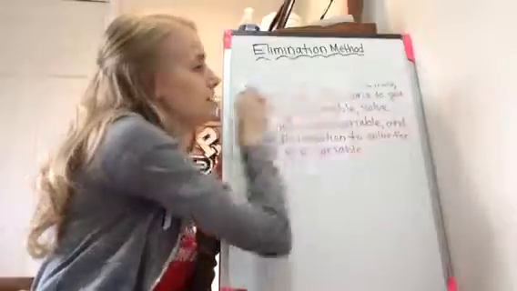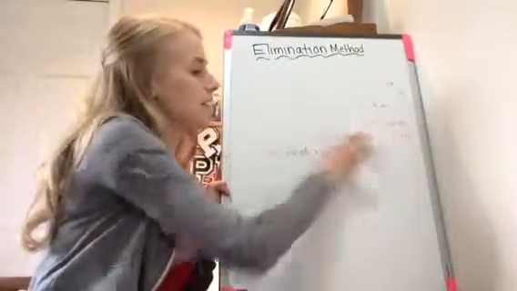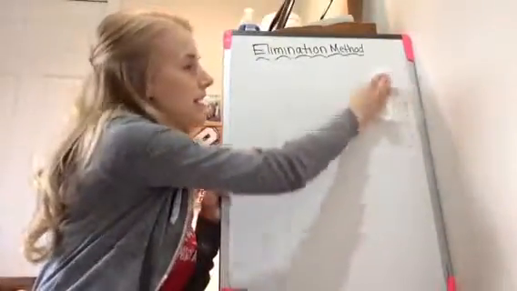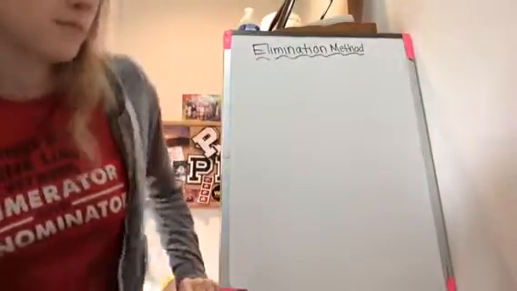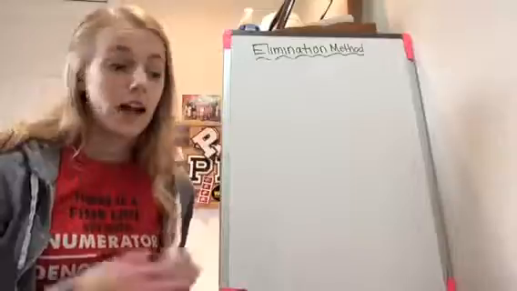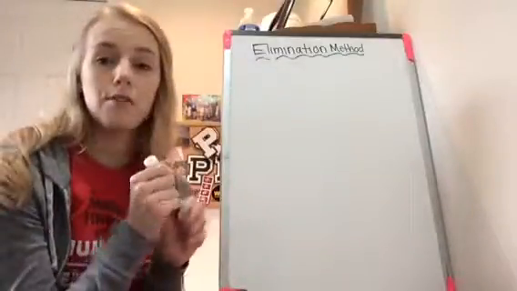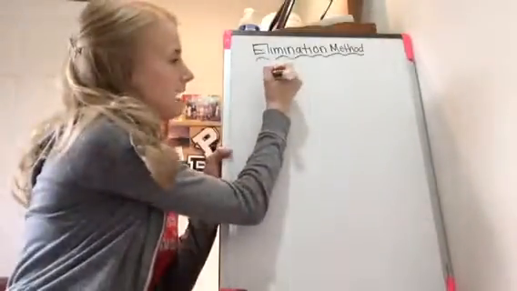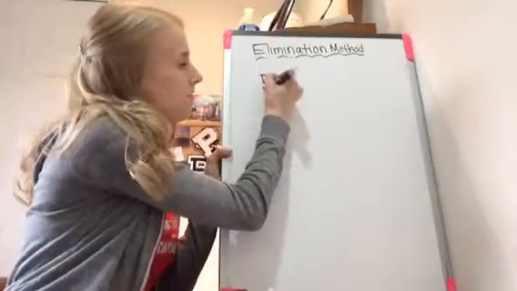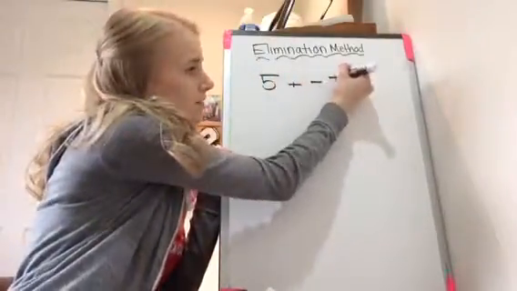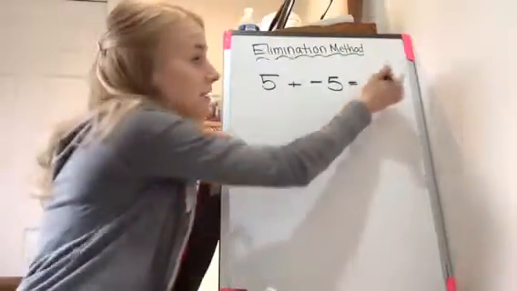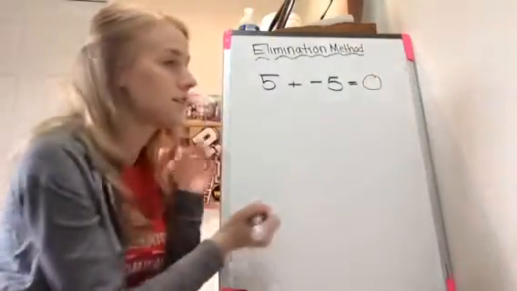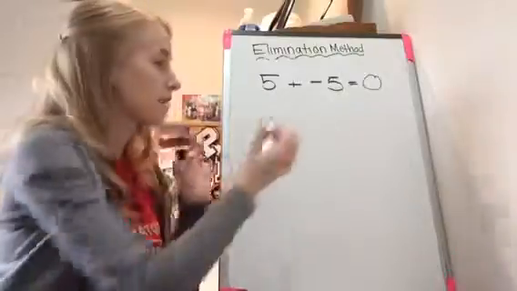All right, so the elimination method. This is kind of fun because it's just like adding and subtracting, and we only have to manipulate the problems a little bit. So, before we start though, I want to go over something with you. If I said, what is 5 plus negative 5, what would you tell me? You're right, it's 0. Why is it 0? Because it's plus the opposite.